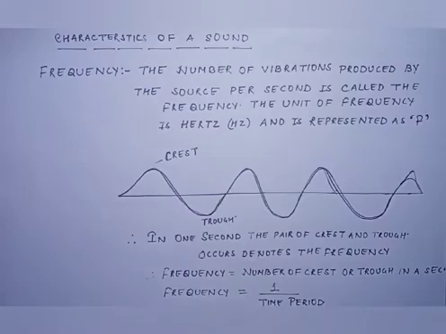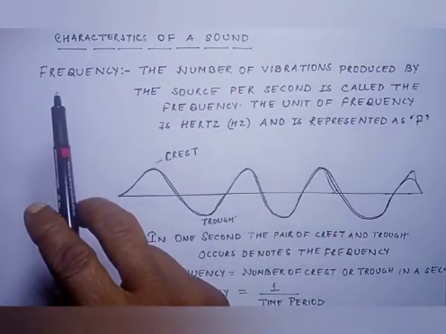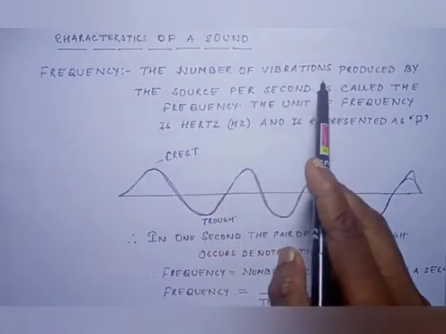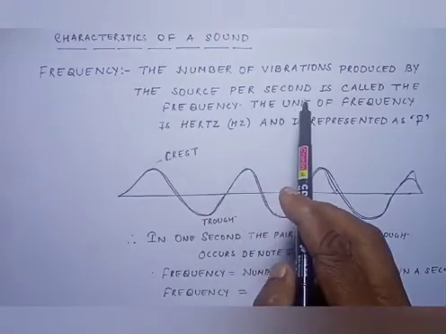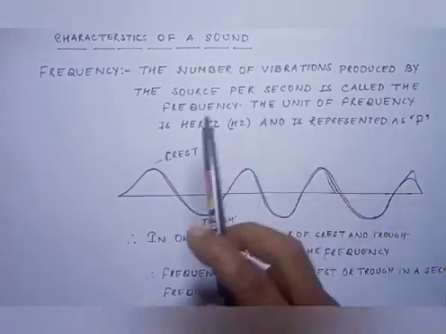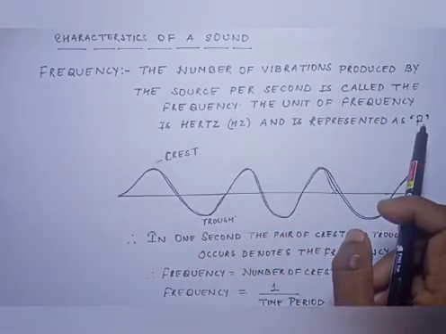Let us move to another topic, that is characteristics of sound. The first characteristic of sound is frequency. What is frequency? The number of vibrations produced by the source per second is called the frequency. The unit of frequency is hertz and it is represented by a small f.